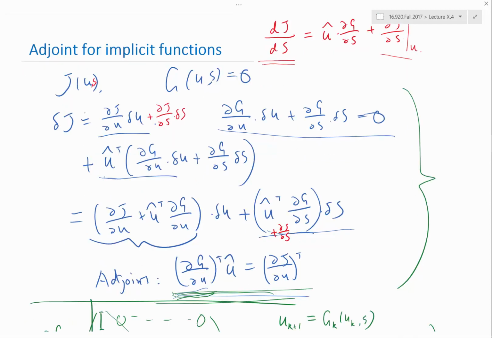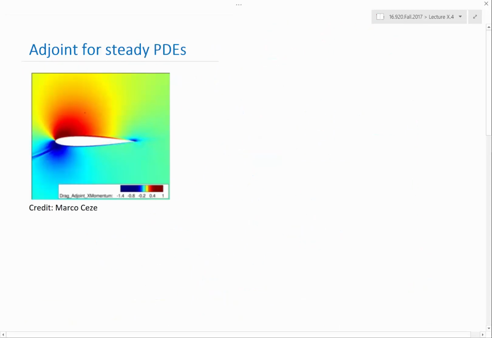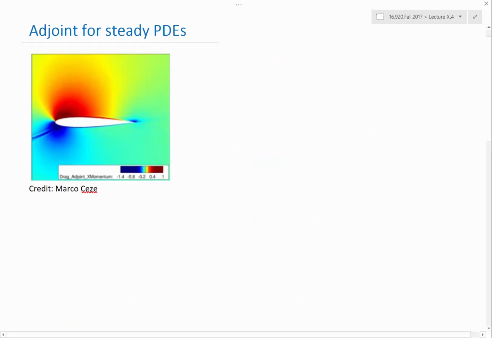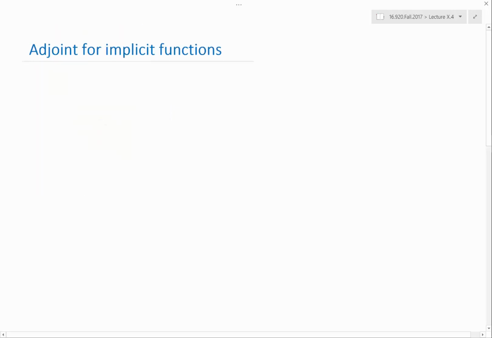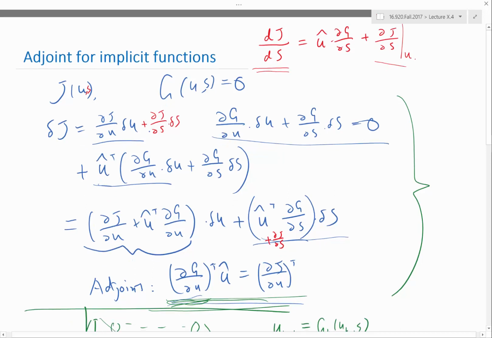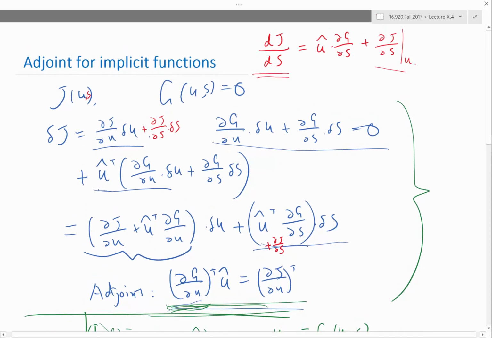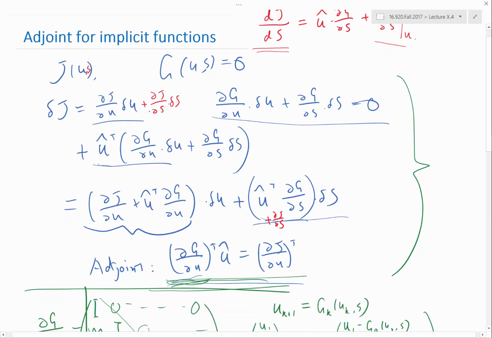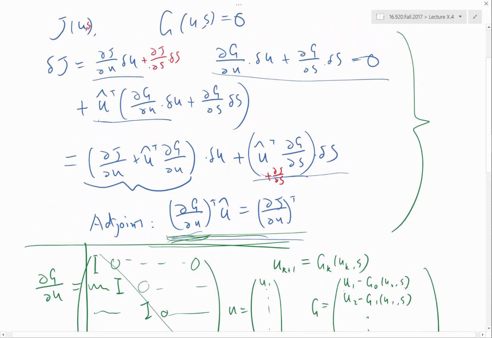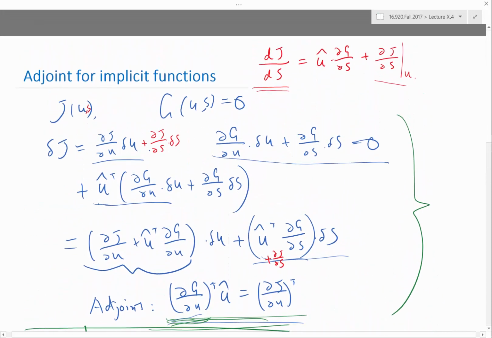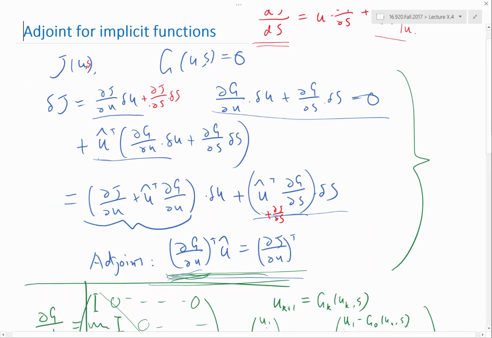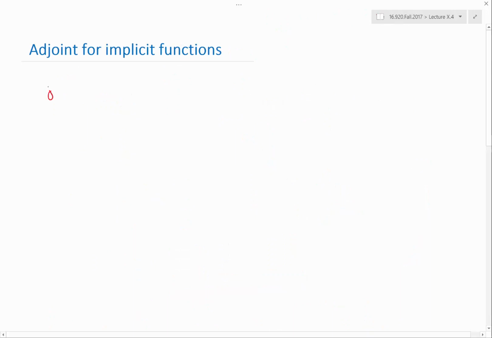So let's spend a little bit of time talking about the adjoint. Let's start with steady PDEs. Actually, before doing this, I think it's important to have some interpretation of what the adjoint field is doing. So the adjoint field by definition is this, right?